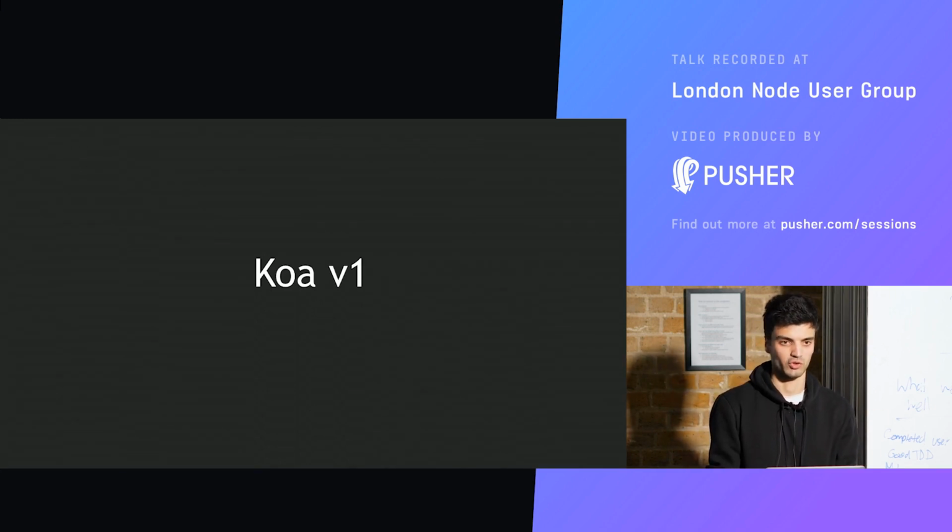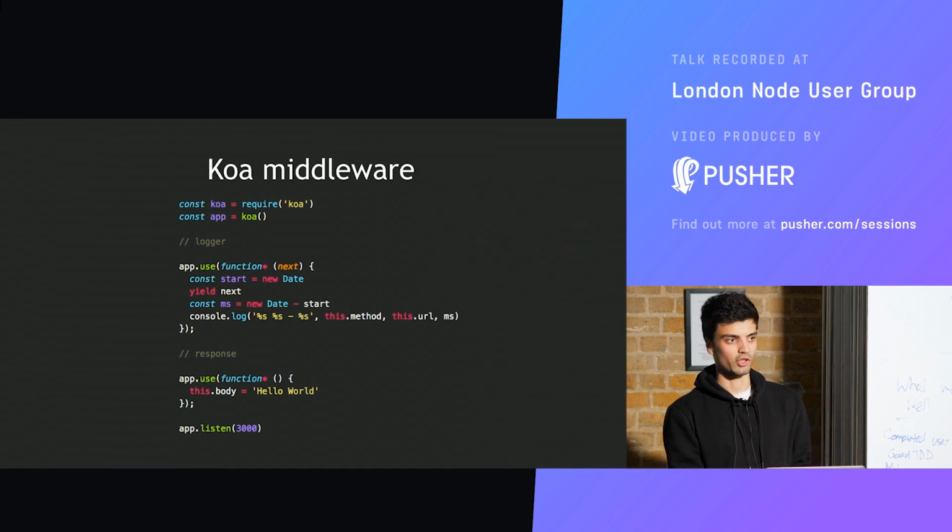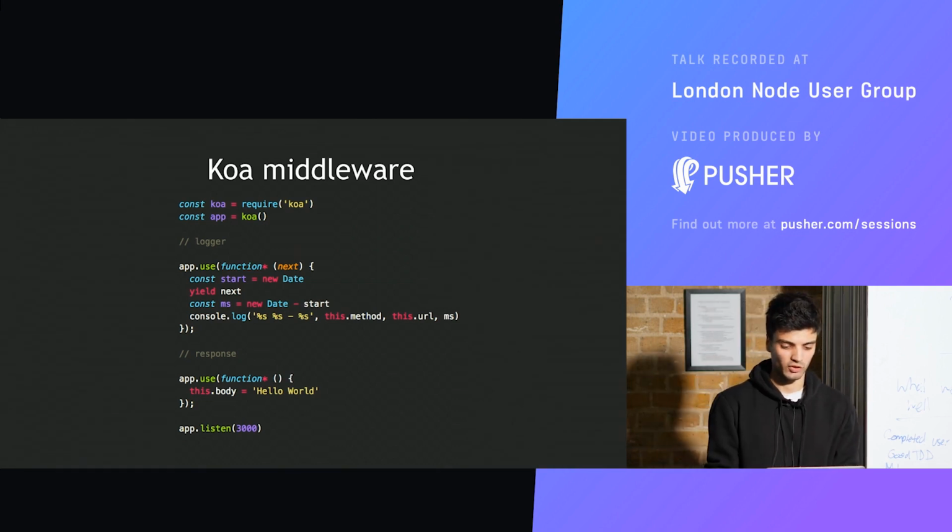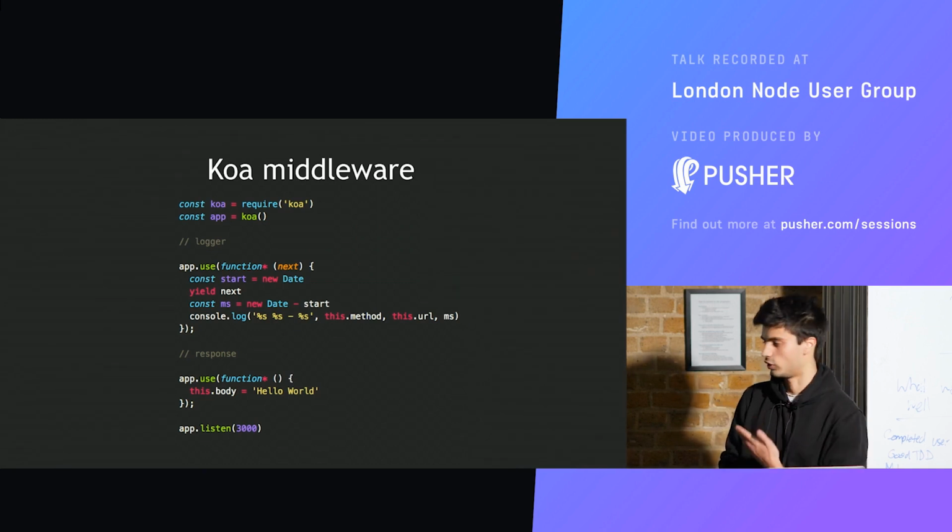Why version 1? Because version 2 is now using async await, but version 1 is using generators. So as I said before, Koa is a Node framework, very close to Express. There's a stack of middlewares. The difference with Express is that each middleware is a generator. And this is an example of the hello world from the documentation.